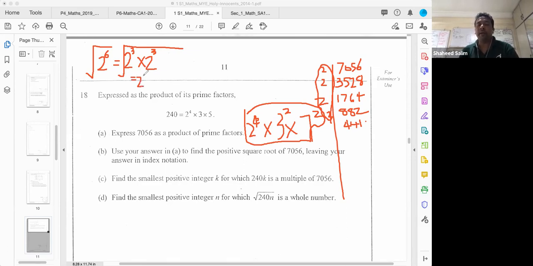Okay, so now I'm going to clear this one. We go and see on a clean sheet of paper now.